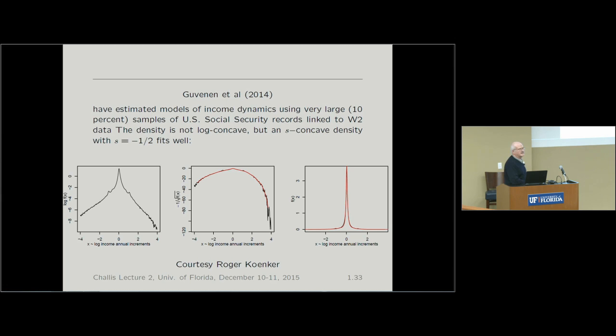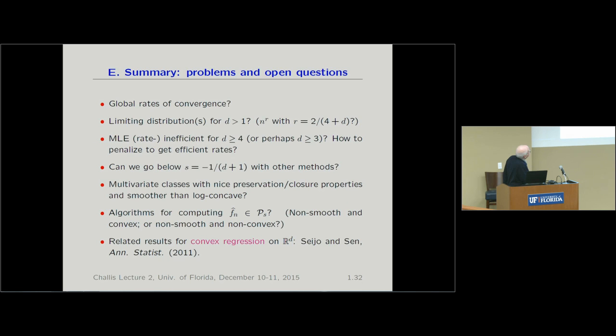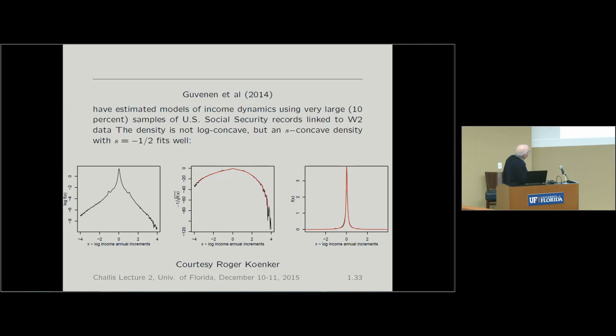On the other hand, if you do a power transform, s is minus a half, of that same density, you get this picture. That looks pretty concave. I think a lot of data is not going to fit log-concave very well, especially when we get to heavy-tailed stuff. And we really do need to allow for heavy tails in nonparametric methods. And these s-concave classes give us one way to do this. So that's not looking too bad.